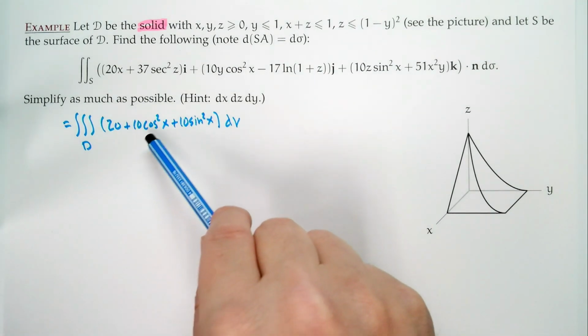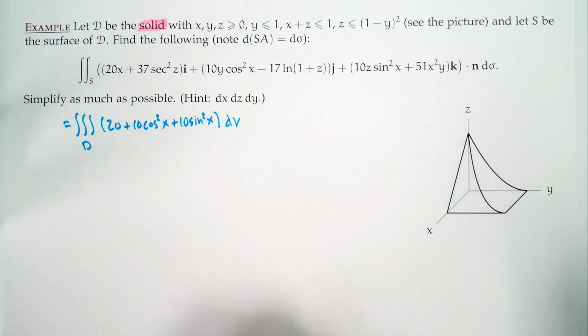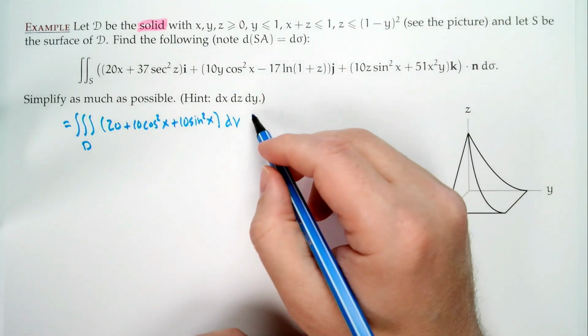Well, again, cosine squared and sine squared becomes 1. 20 plus 10 becomes 30.